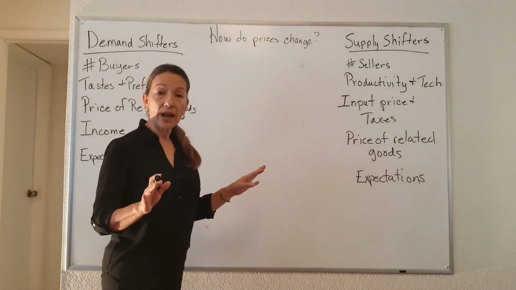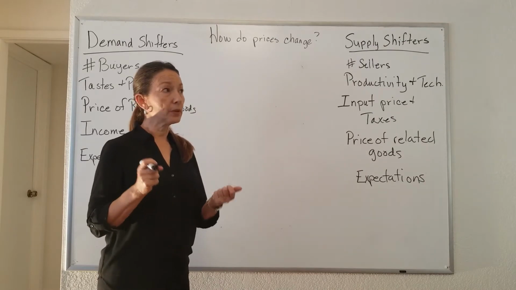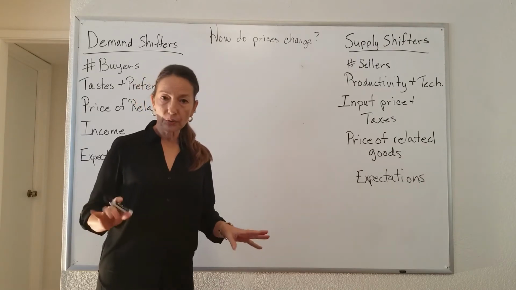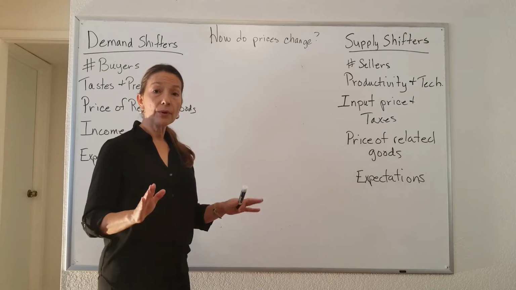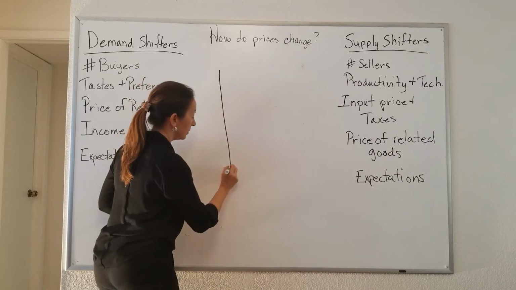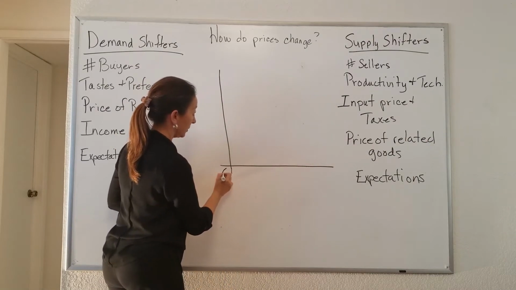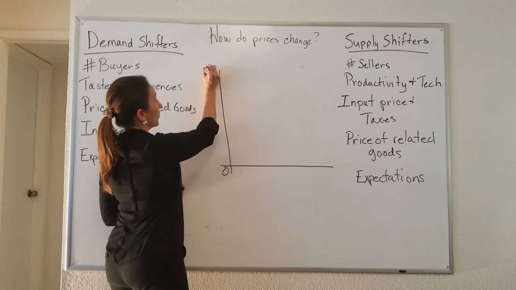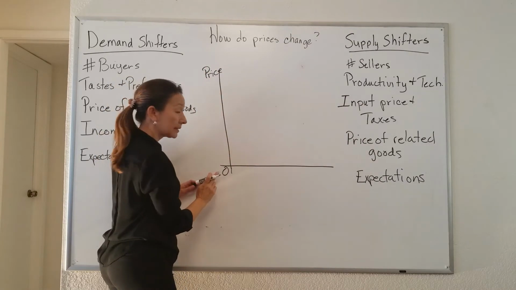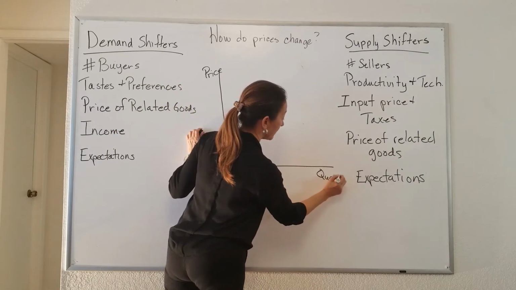Always start with the graph. This is why I want you to have a stack of paper on your desk, your kitchen table, in your car, wherever you're doing your homework. Start with paper and pencil, and draw your diagram. Draw the space for your demand and your supply curve. Price on the y-axis, 0 at the origin, quantity on the x-axis.